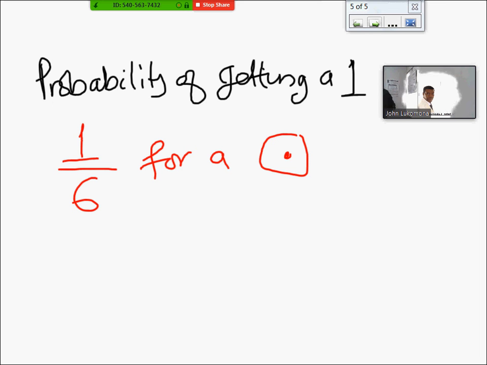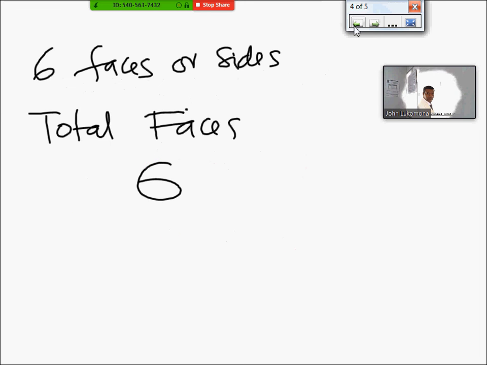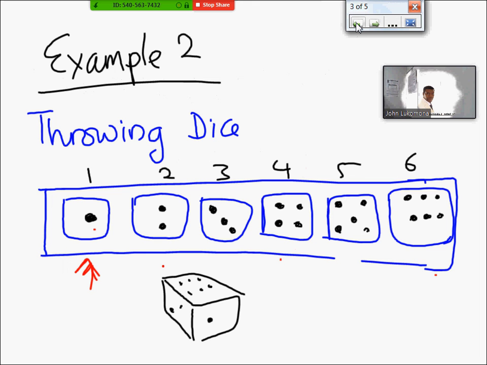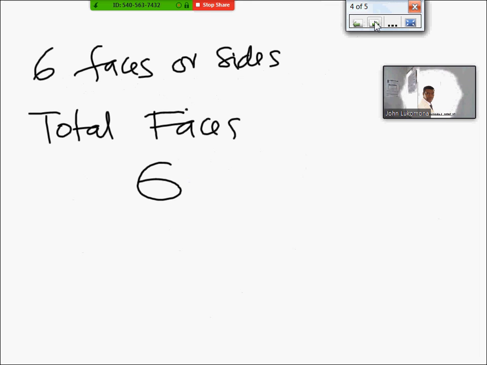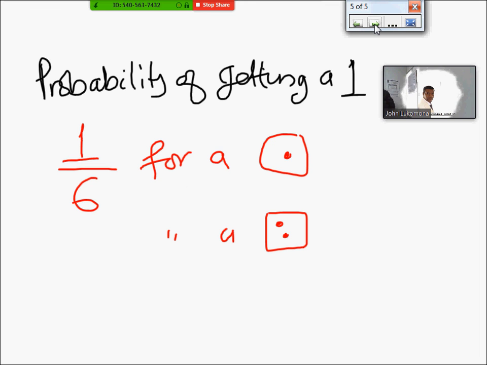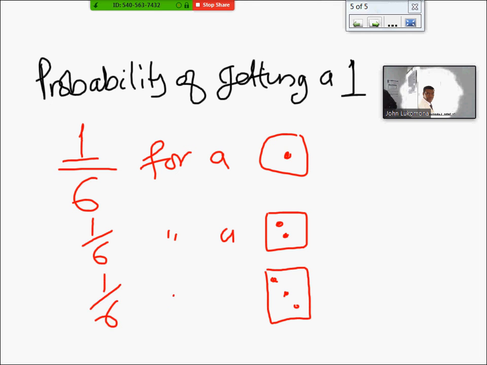What about for a 2? If you go back again, 2, there's only one of it. So it follows that the probability for a 2 is also 1 out of 6. Similarly, for the others, because there's only one each of that, it is still one chance out of 6.